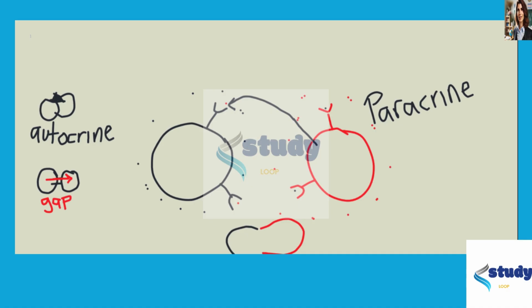And the endocrine is where the cells are actually quite far apart, and the signal will travel through the bloodstream all around and eventually make its way to the other cell. Right, so that leaves us here with the paracrine, which is just traveling a short distance. So the correct answer is C.